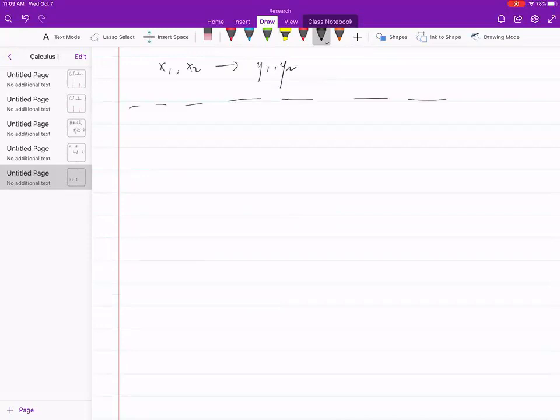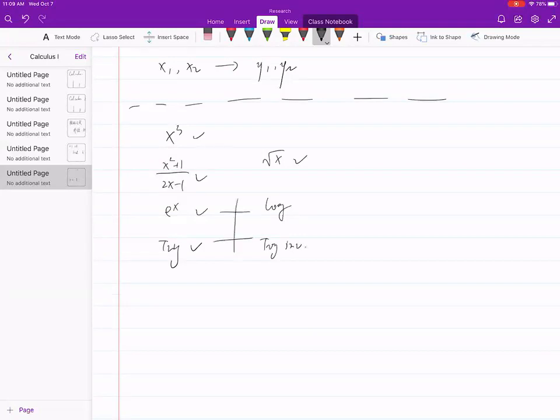Our grand plan: power, check. Quotient, which is rational, check. Exponential, check. Trig, now check. Radical, which is the inverse of power, check. Now we're still missing log and we're missing trig inverse. These two will be handled using inverse differentiation.